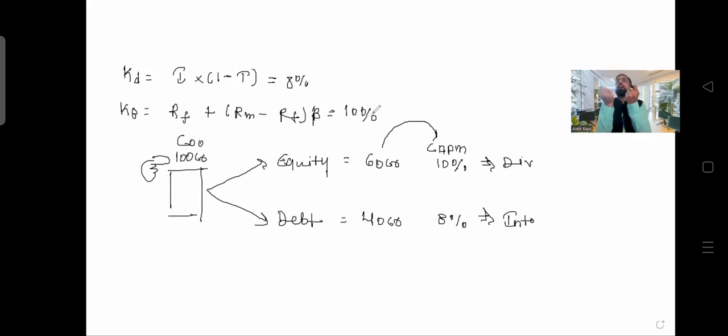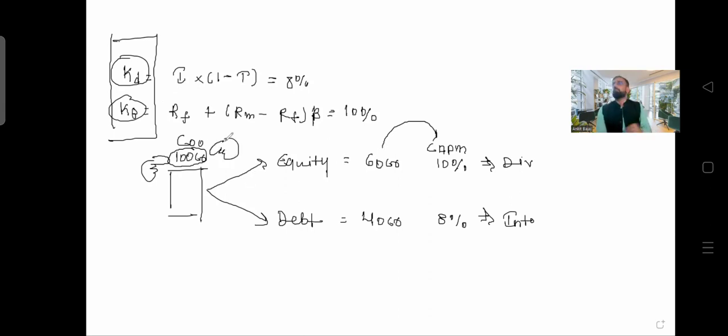Now, individually, we know how to calculate cost of equity and cost of debt. We have seen the formulas, and by applying them we can calculate each. But if I ask you a very simple question, what is the overall cost of capital, is it possible to calculate it? Because the combination of debt and equity is going to be the total capital. So here the total capital is 100 crore rupees. Now we have to learn how to calculate the overall cost of capital.